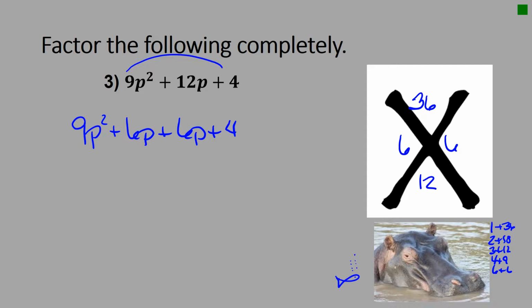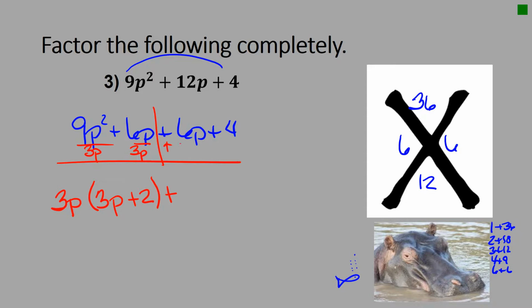We are going to do our little grouping. What do these two have in common? A 3 and a p. So you're dividing by 3p. 9 divided by 3 is 3. P squared divided by p is p. 6 divided by 3 is a positive 2. The p's cancel. It is a plus sign because that is a plus sign.